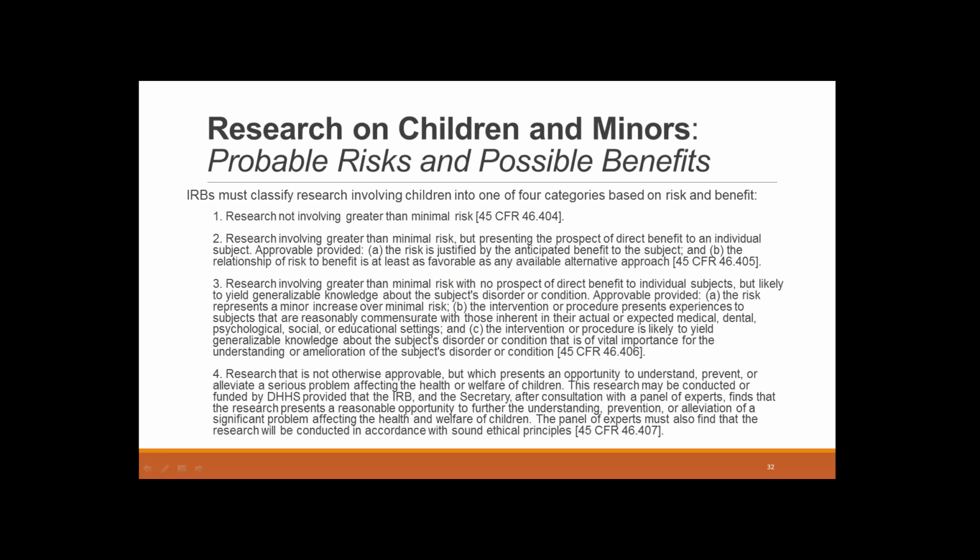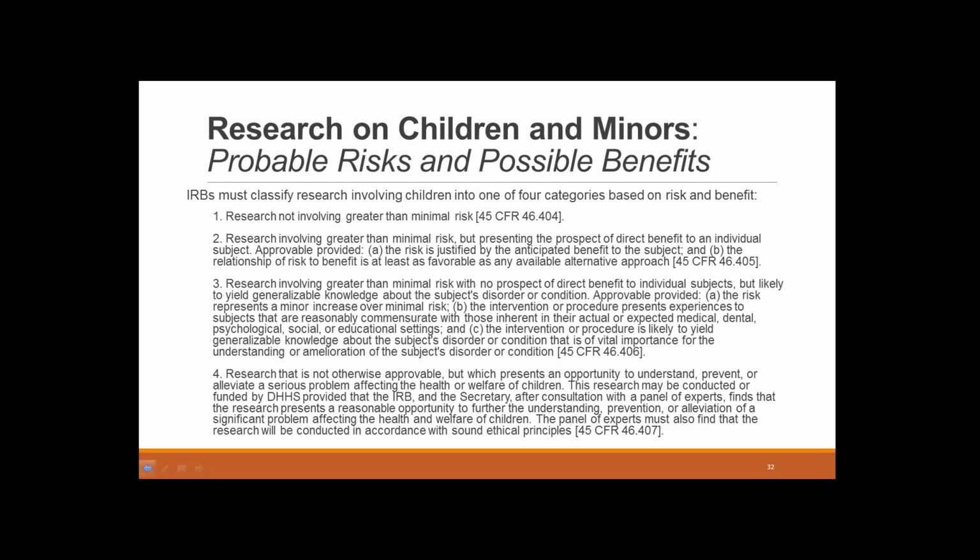I'm not going to read through all of this, but there are very specific regulations about research involving not greater than minimal risk and consent. Again, greater than minimal risk but with benefit to the child, research that involves greater than minimal risk but no benefit to the child. And then another category is research that would not be approved because it's not going to help the child at all, but it may help alleviate a serious public health problem. Again, these are very specific regulations, and we'll talk a little bit about these.